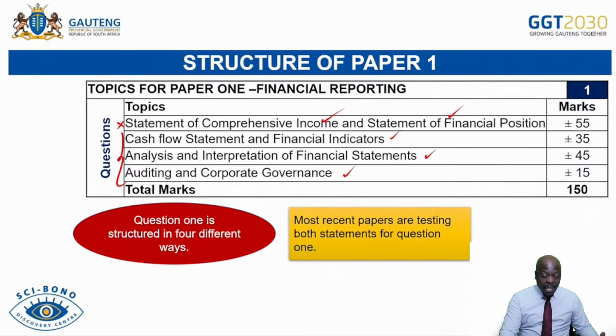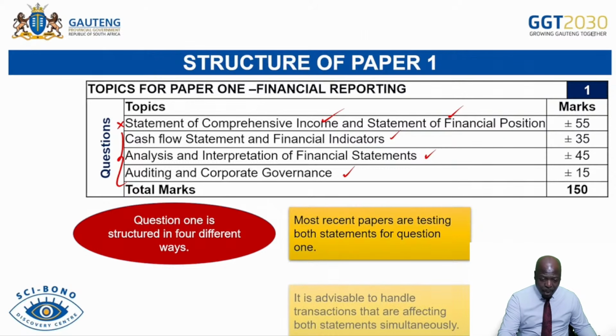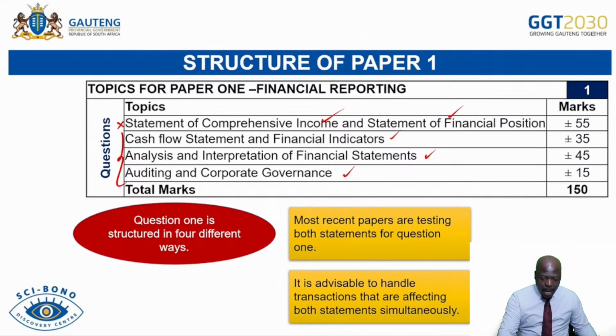Question 1 can be structured differently, based on previous papers that we have seen. When you are faced with such a paper, it is very important that you do transactions that affect both statements simultaneously. That is, if you get an adjustment, you must be able to adjust it in the statement of comprehensive income as well as in the statement of financial position.